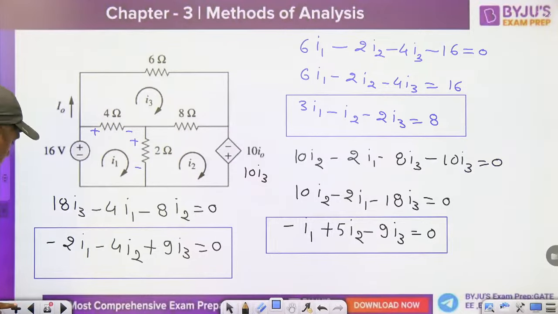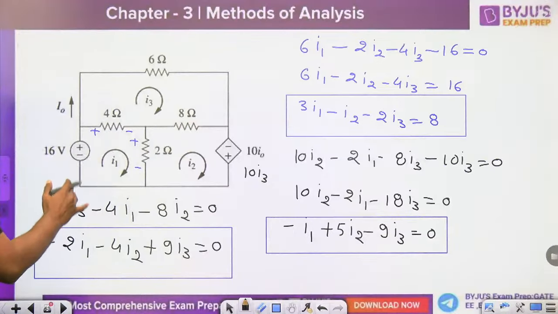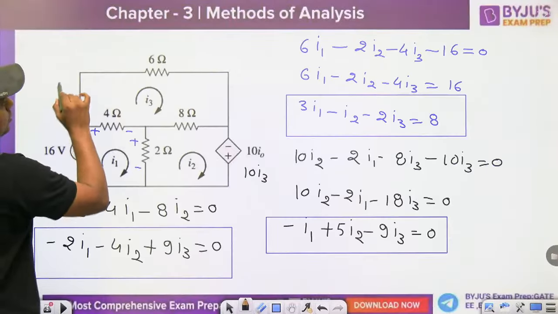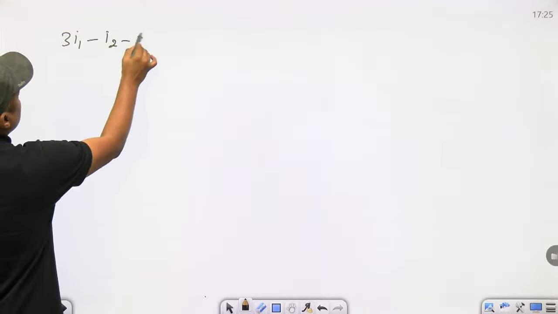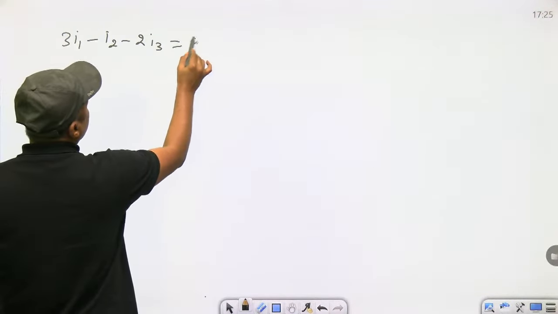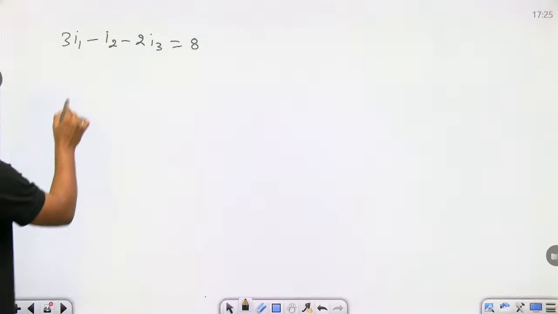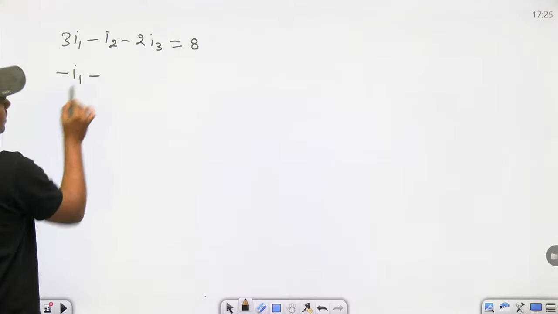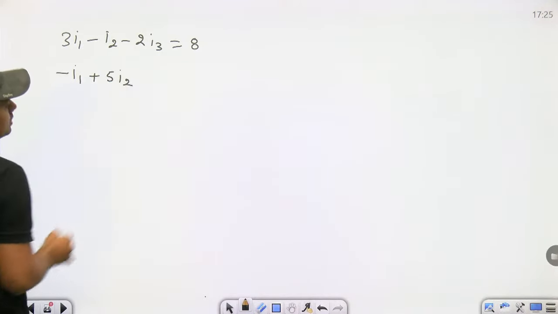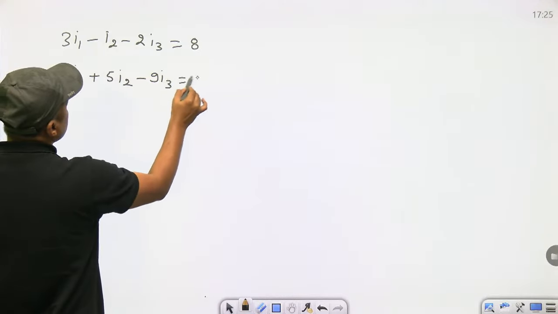First of all, write down all the equations. The first equation is 3I1 minus I2 minus 2I3 is equal to 8. That is the first equation. Second equation is minus I1 plus 5I2 minus 9I3 is equal to 0.